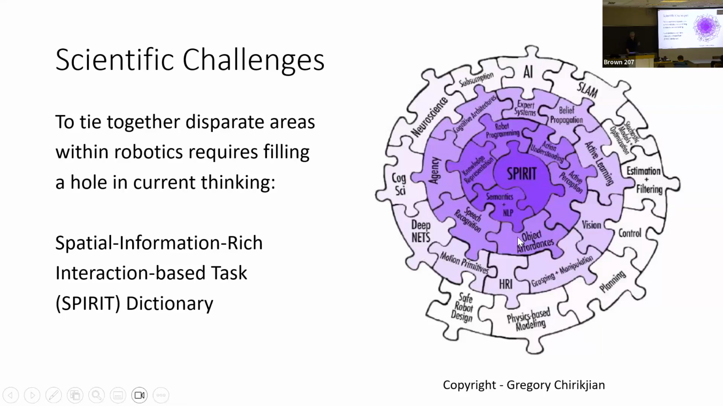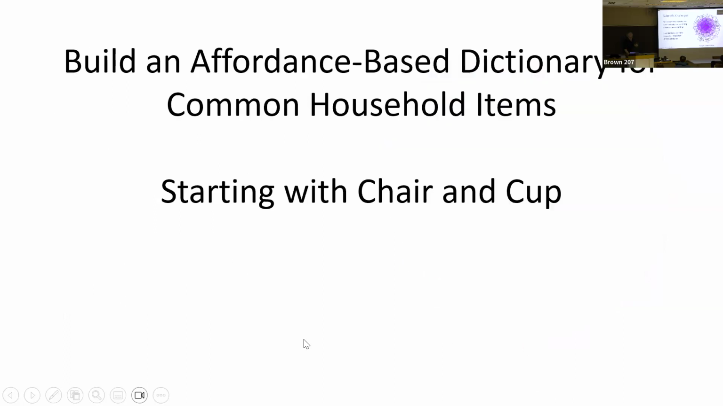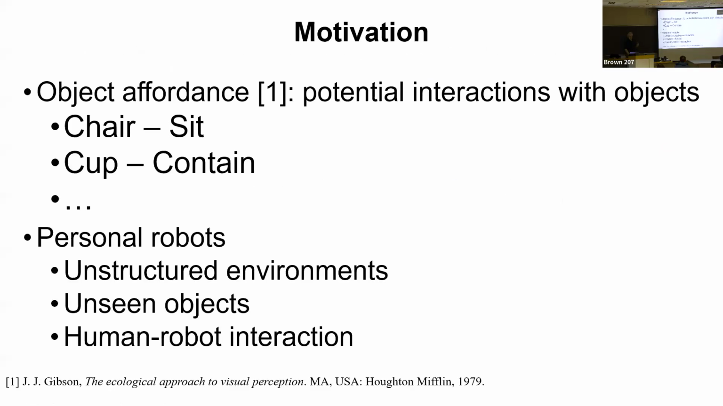What we're doing is building what we call the Spirit Dictionary. This is a forced acronym. It's Spatial Information-Rich Interaction-Based Task Dictionary. The idea is that if we have a dictionary of the functionality of common objects, then that can tie together many things, NLP, and knowledge representations and planning, et cetera. I'll illustrate with an example how this works. We'll look at the example of a chair and of a cup. So the affordance-based definition of a chair. Well, what is a chair?